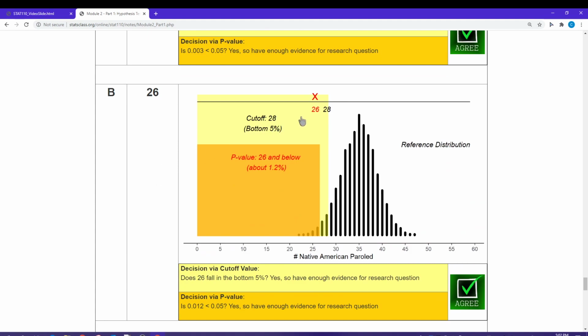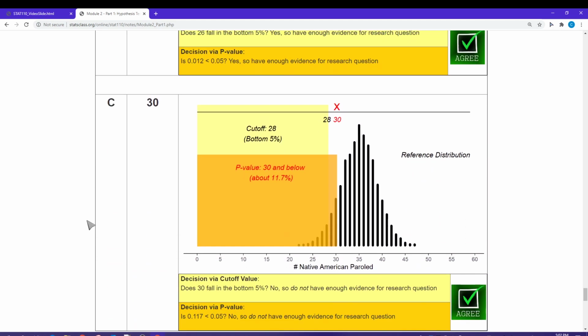What if my study outcome was at 26? Well, it's still in the bottom 5%, and the p-value there is going to be 1.2%. So again, the p-value is going to be using the probability that I got a 26, a 25, 24, 23, all the way down to 0. So 26 sits in the bottom 1.2%. So it certainly sits in the bottom 5%. So again, the outlier rule and the p-value rule are going to agree.